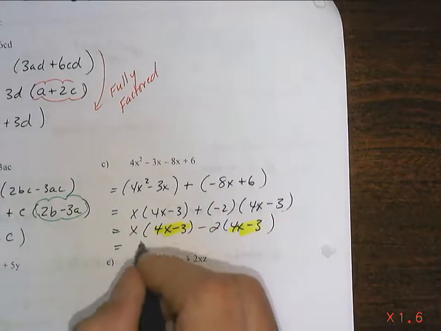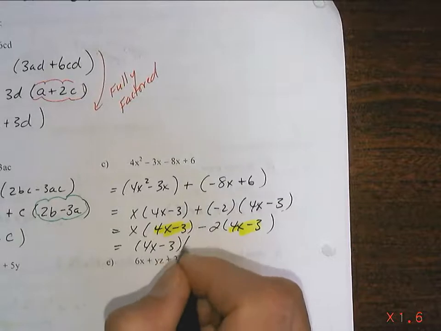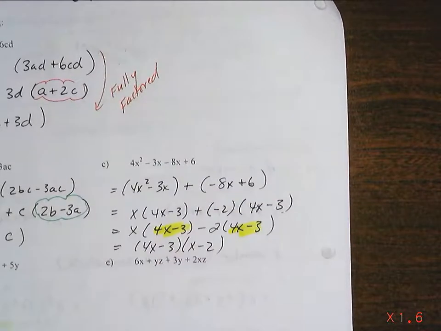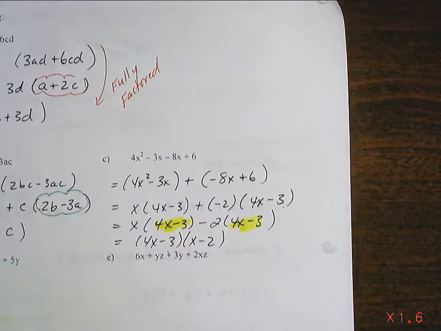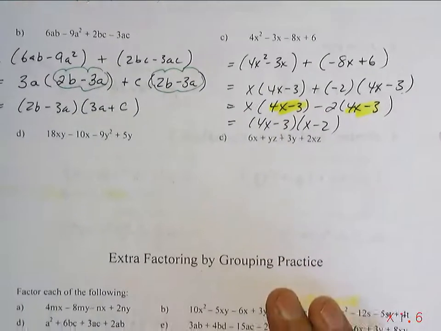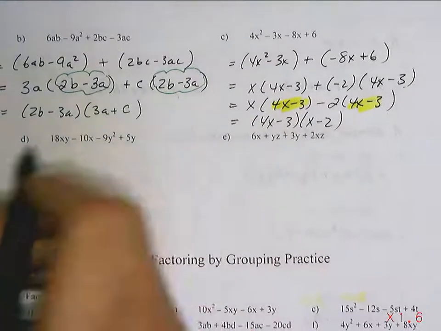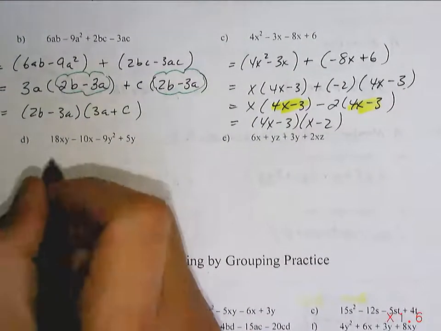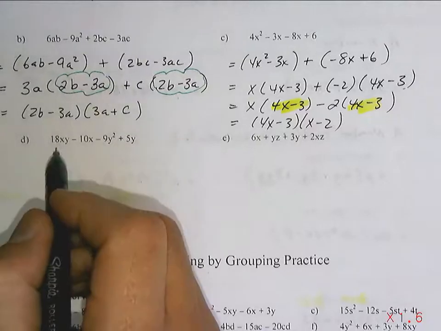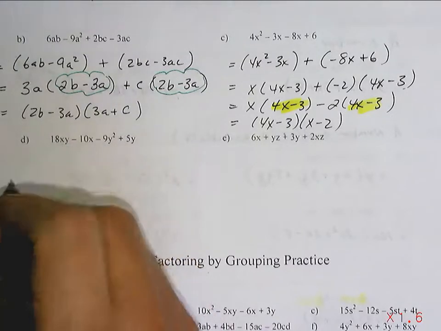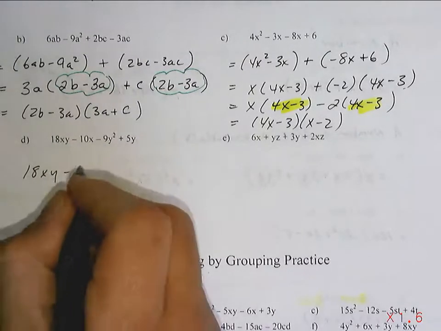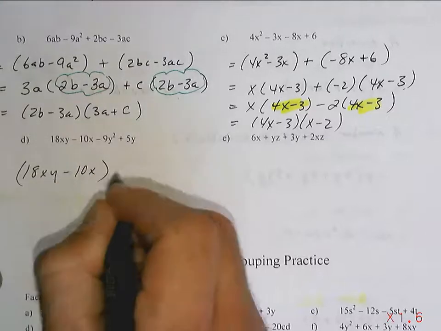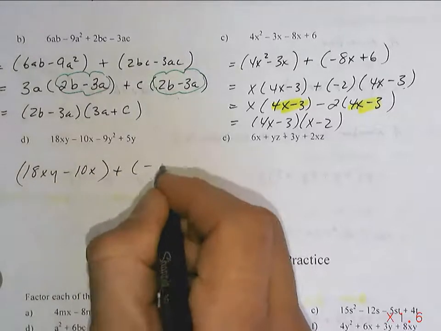Okay, so now we got 4x minus 3 and x minus 2, and life is grand, fully factored. Two more. So again, putting them together so that they have something in common is always a good idea. Look at these guys and say, hey, you guys! Take these two and put them together. Take these two and put them together.